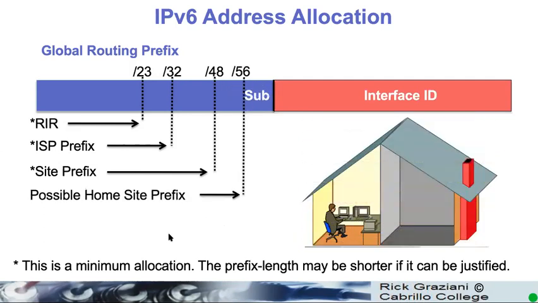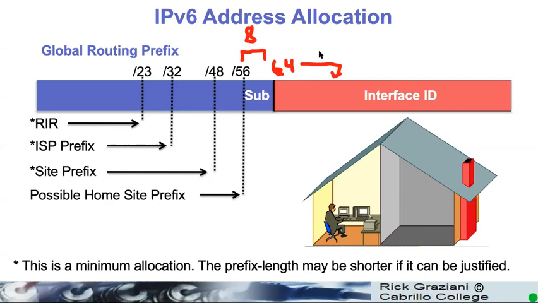A possible home site prefix, which was a suggestion in an RFC, is that a home should get a /56. What that means is, given that we have a typical 64 bits for the interface ID, that would leave 8 bits for the subnet. We'll talk more about that in a moment. That means 8 bits for the subnet.